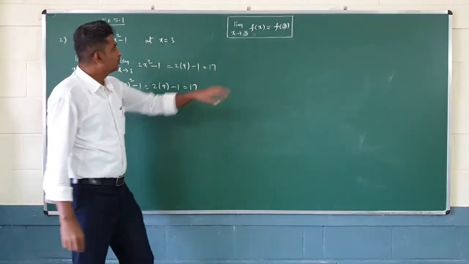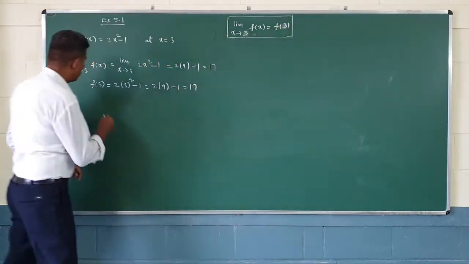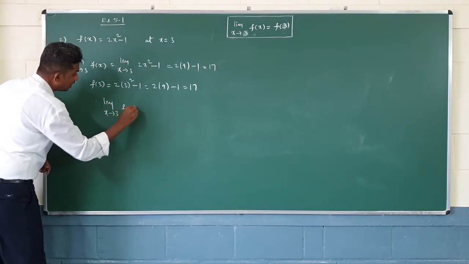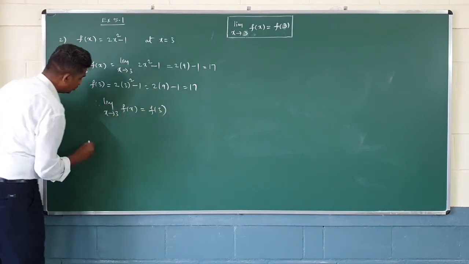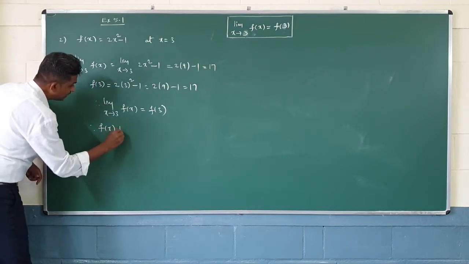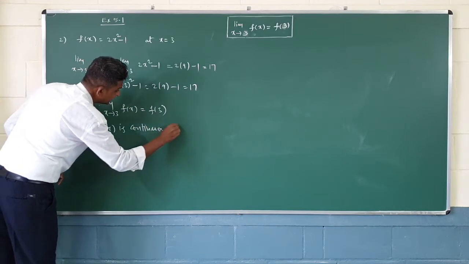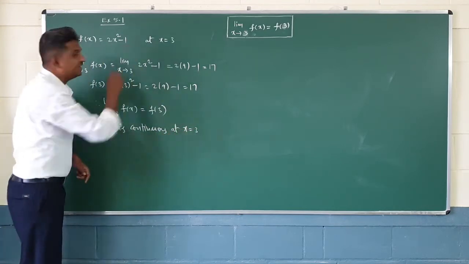What happened? You proved that this is equal to this. Therefore, limit x approaches to 3, f of x equal to f of 3. What is the conclusion? Therefore, f of x is continuous at x equal to 3.